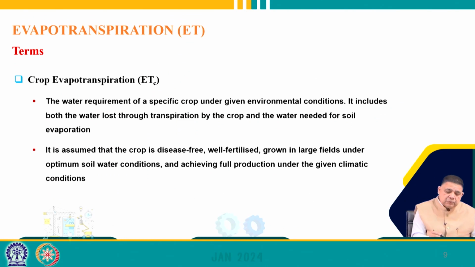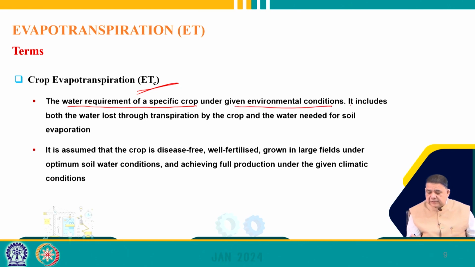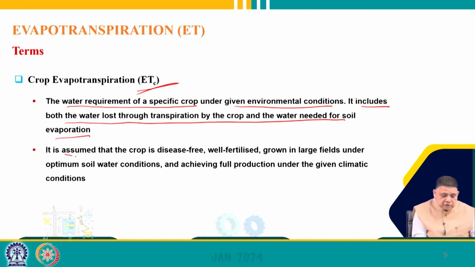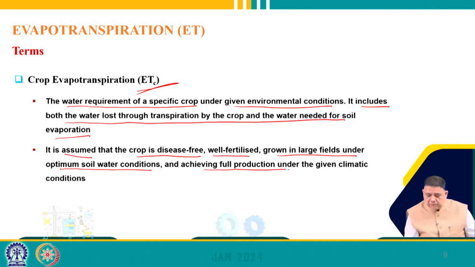Now, with reference to that, we have crop evapotranspiration, ETc, which is defined as the water requirement of a specific crop under given environmental conditions. It includes both the water lost through transpiration by the crop and the water needed for soil evaporation. It is assumed that the crop is disease free, well fertilized, grown in large fields under optimum soil water conditions, and achieving full production under the given climatic conditions.